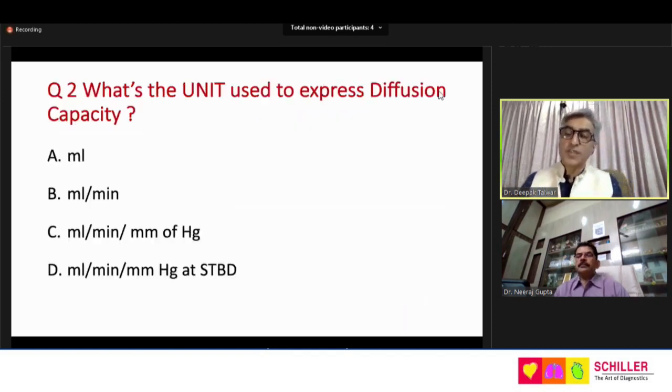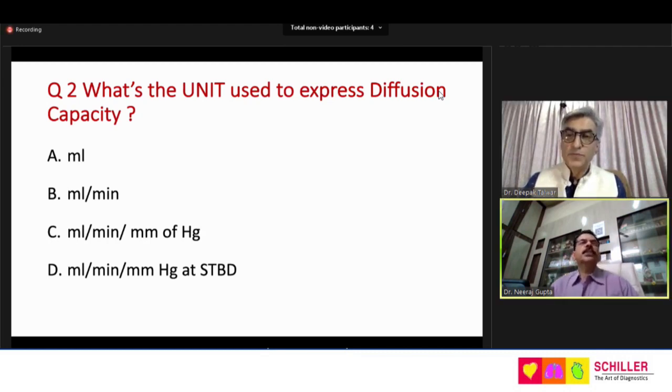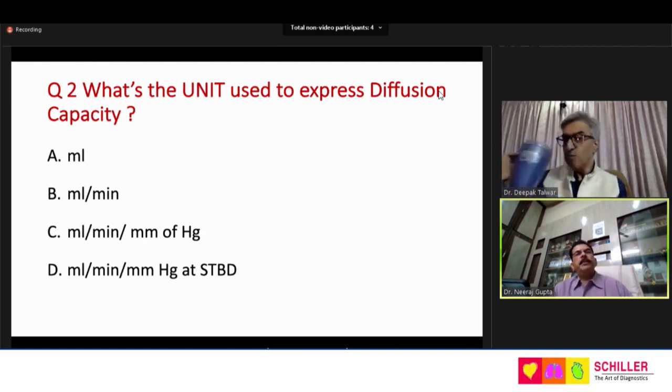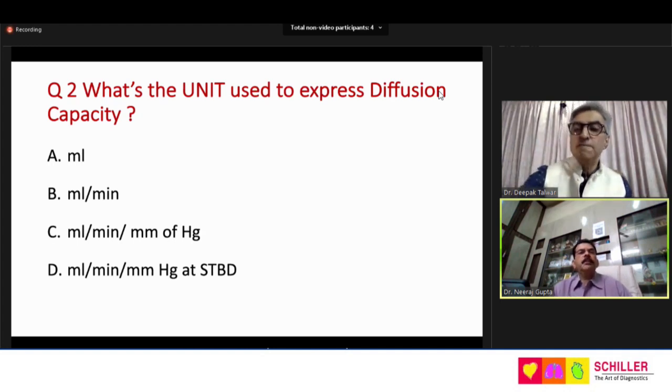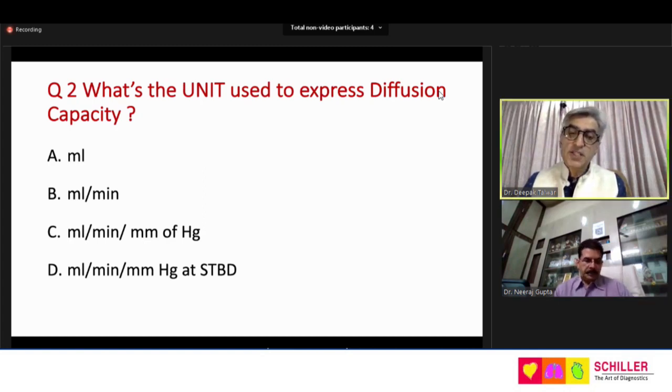So that brings us to the second question, and I hand it over to Dr. Neeraj. So the second question is, what is the unit used to express diffusion capacity? Is it milliliter? Is it milliliter per minute? Is it milliliter per minute per millimeter of mercury, or milliliter per minute per millimeter of mercury at STBD? STBD is standard temperature, barometric and dry conditions. So this is a standardization we are talking about. But I think the question is trying to tell you what you are looking at and what its units actually are.